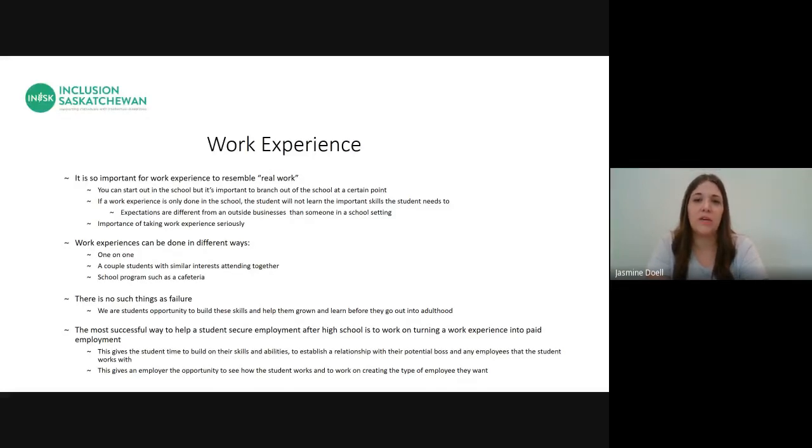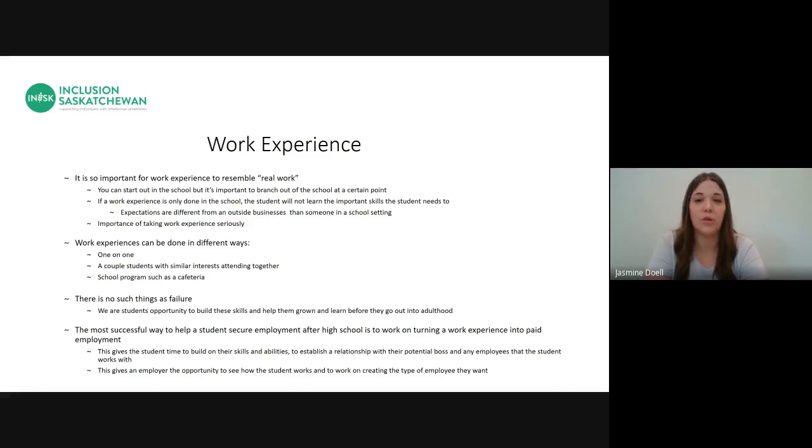Work experience can be done in different ways. There is only so much funding for EA support for work experience. So if this is something teachers are struggling with, they may have 2 or 3 students who have similar interests go to work at an experience together. If the student is paired up with other students, it's important to make sure the students are building independence and being evaluated separately.